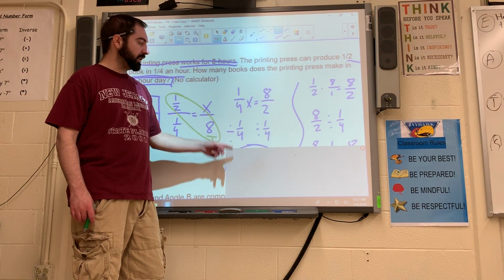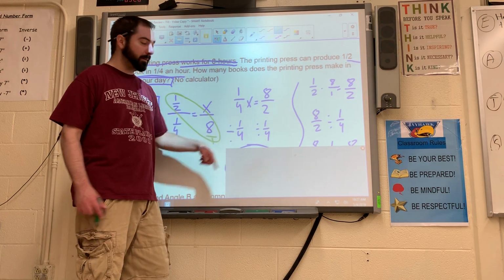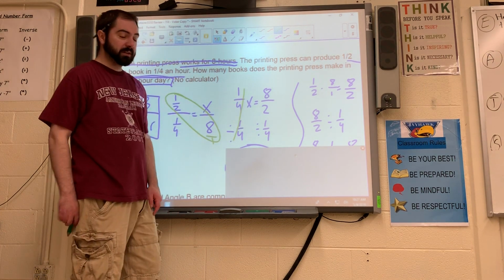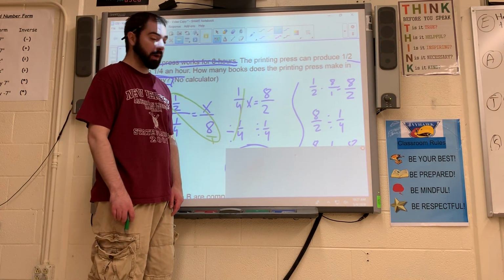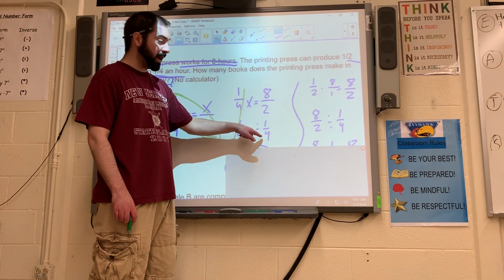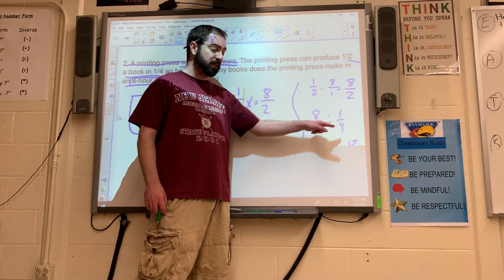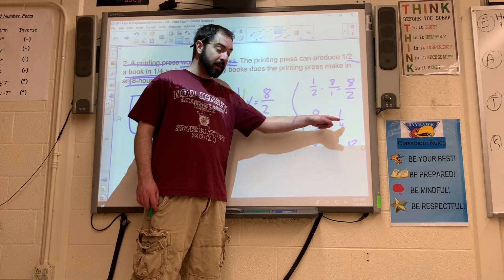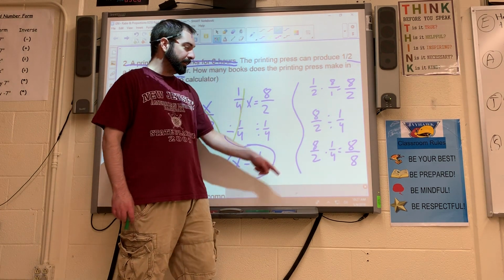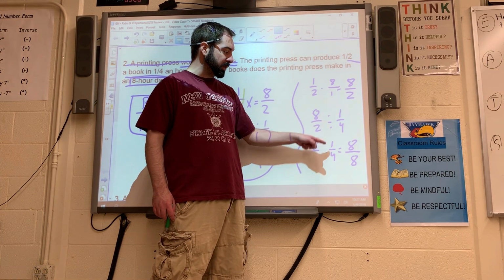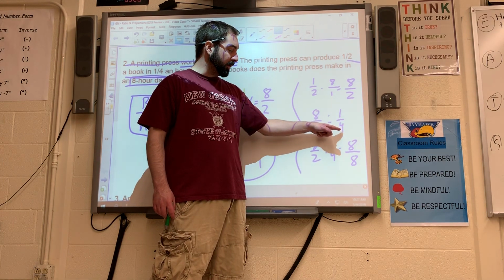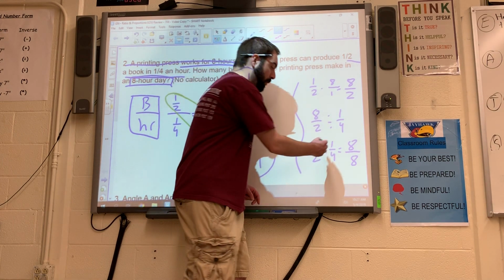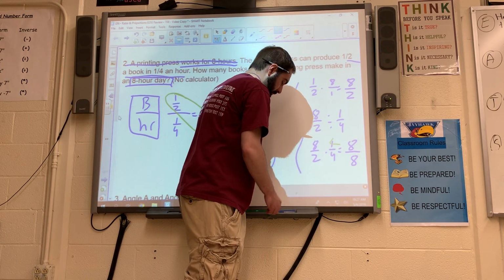From there, I'm isolating x by dividing each side by 1/4. 1/4 x divided by 1/4 is 1x. 8 over 2 divided by 1/4. Again, we write out the division problem. Top divided by the bottom. Top divided by the bottom. And then we keep, change, flip. Keep 8 over 2. Division becomes multiplication. 1 over 4 becomes 4 over 1.